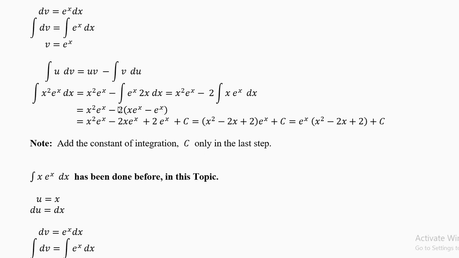So, and there's a minus 2 outside. So you'll get, open the bracket now. X square e power x minus 2x e power x plus 2. Minus 2 into minus 1 is plus 2 plus c. Your integration is over. Now take e power x common. You'll get bracket x square minus 2x plus 2. This bracket can be written either on the left or on the right.